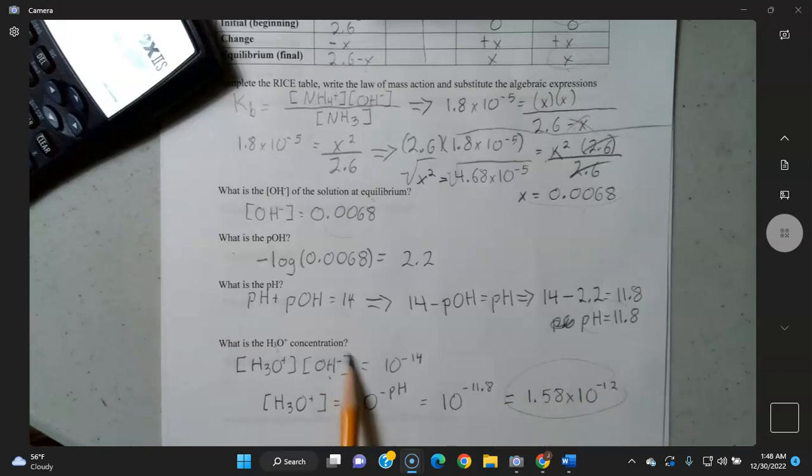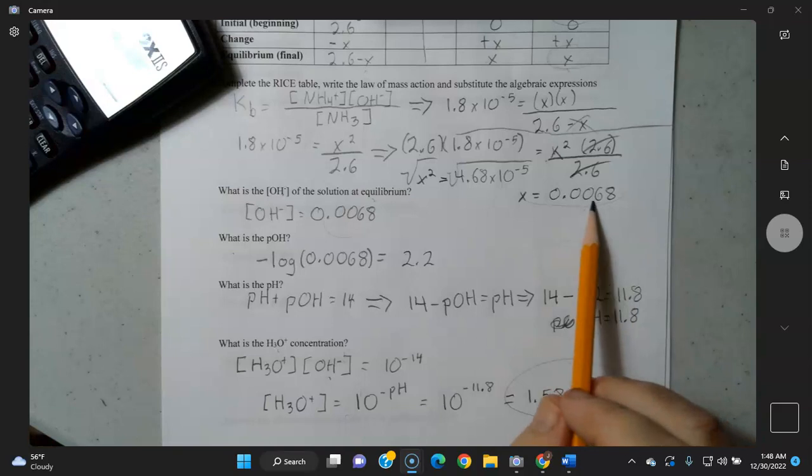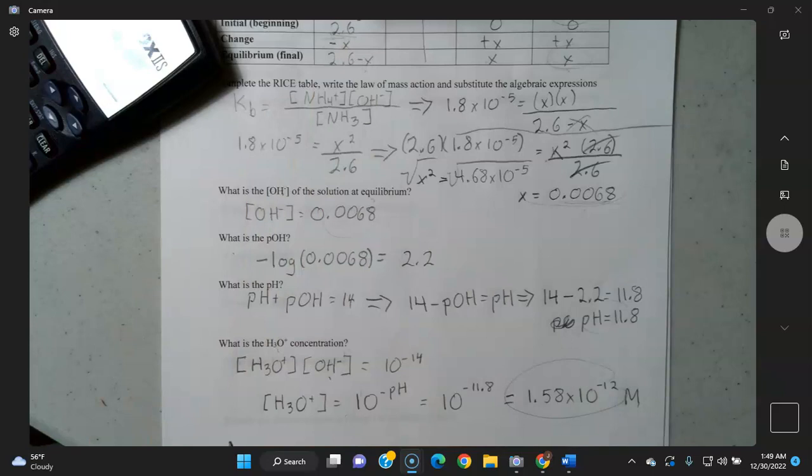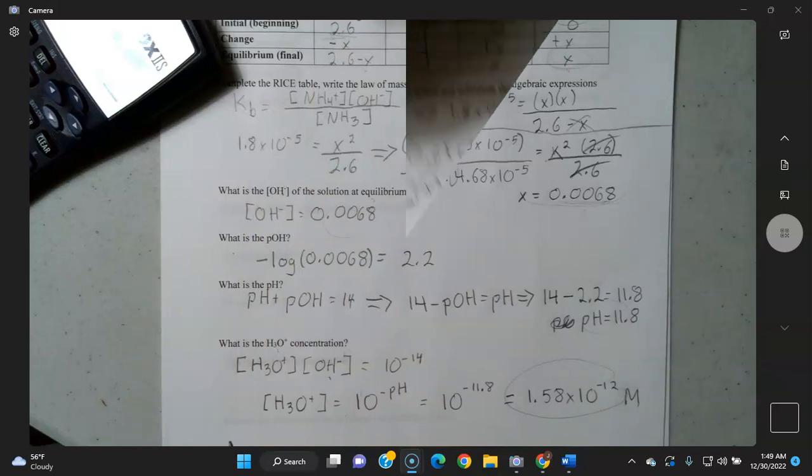So if you didn't remember that you could do that two ways, go back to the pH-pOH lesson, day 73, and review how you can get between pH, pOH, concentration and hydronium ion concentration. Okay, so there you go, and it is molar. If we want to justify that this is less than 5% of our original concentration, 2.6, I'll tell you that it is, okay? So that's the end of that problem. Let's go on.